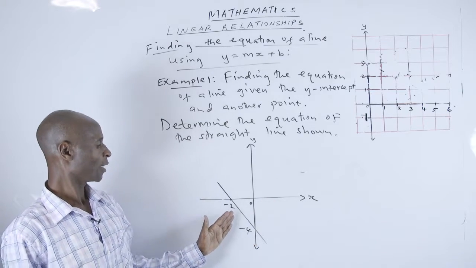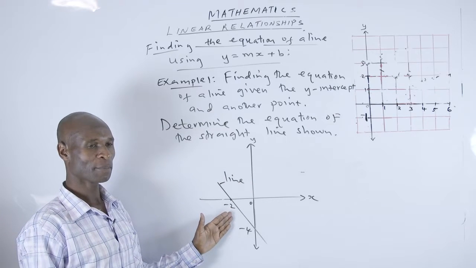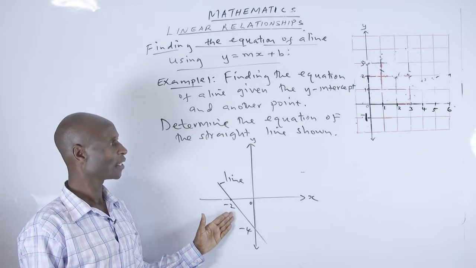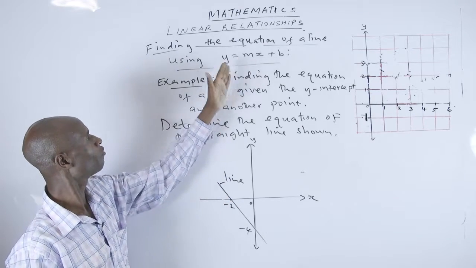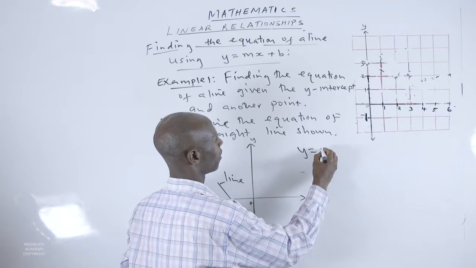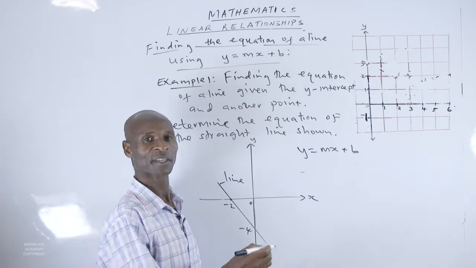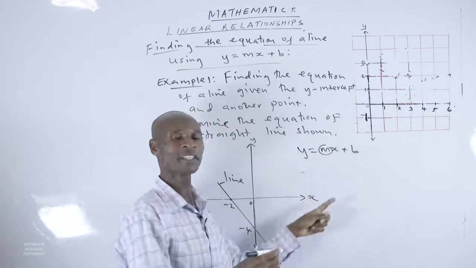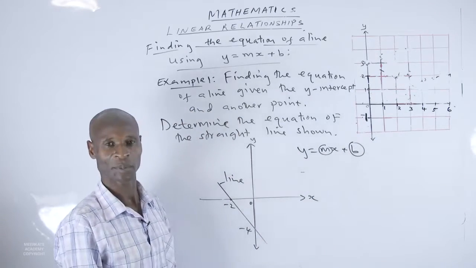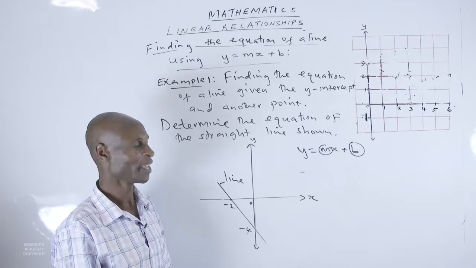Now, when we study this particular line that is given, this is the line that we want to determine its equation. We need first of all to identify the y-intercept, because we want to find the equation of a line using y is equal to mx plus b. That means we require the gradient, which is m, and we also require the constant b, which is the y-intercept. So our first step here is to study the line and identify the y-intercept.